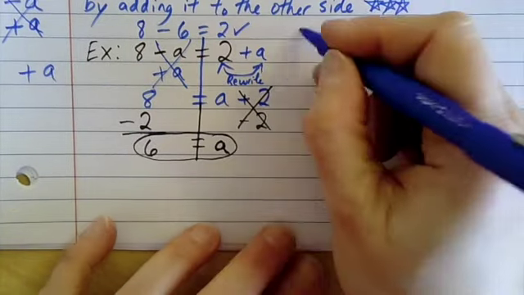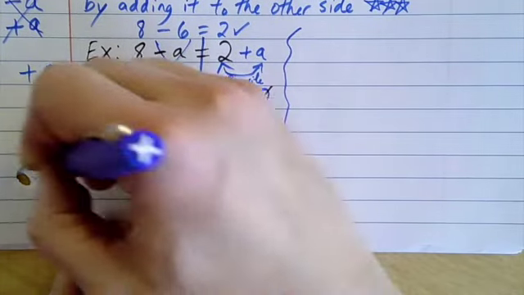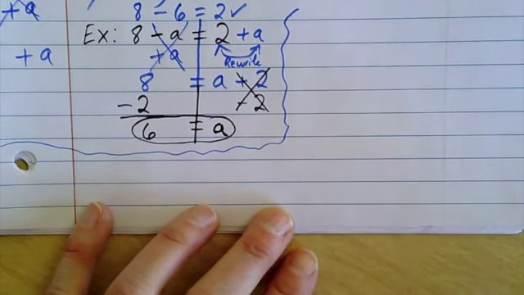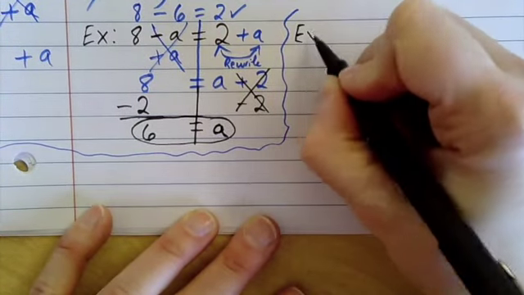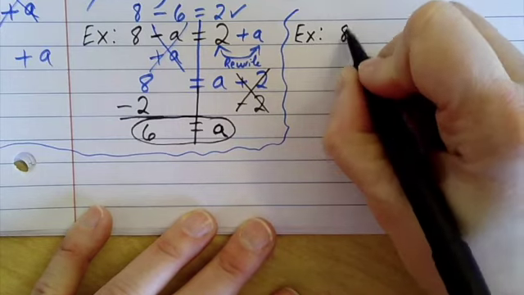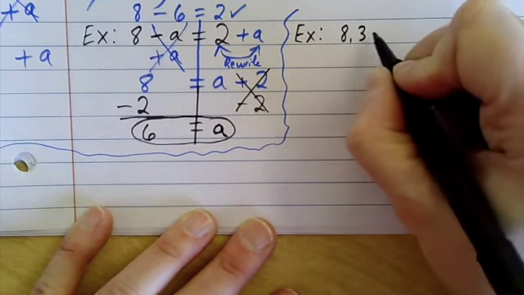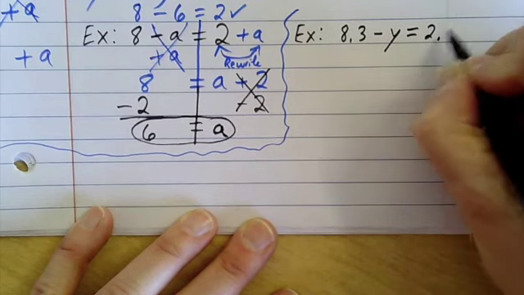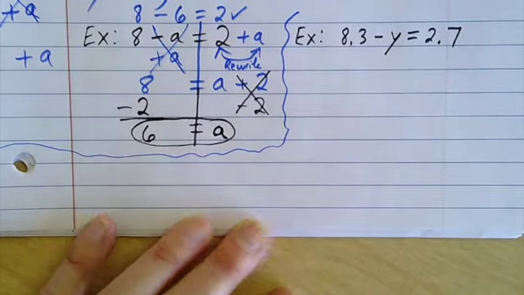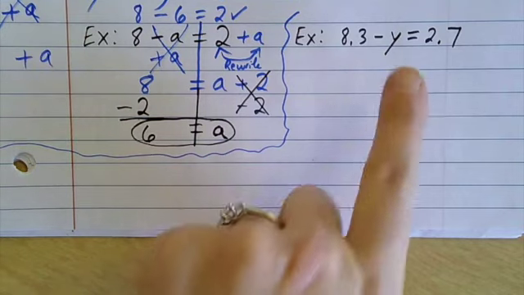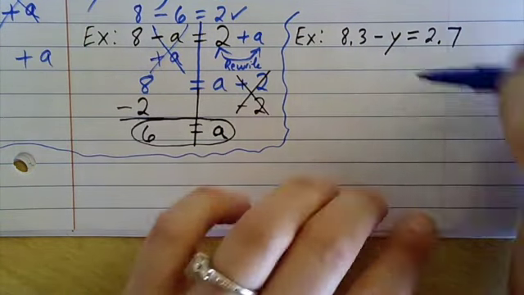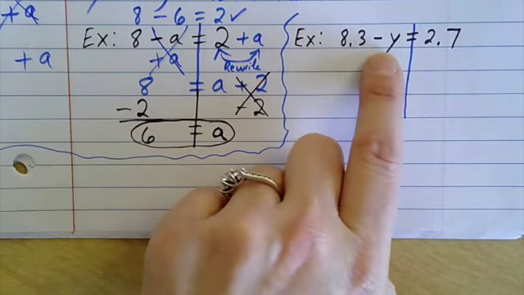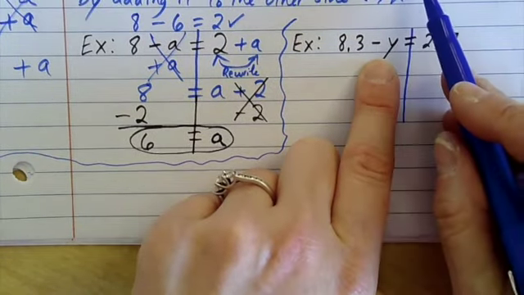We're going to do another example like that where I give you a negative variable, because I think that's important that you practice. The next example, I'm going to give you 8.3 minus y equals 2.7. This one's not as easy to just see what y would equal. So I'm going to put a line down the equal sign. I see a negative variable. We don't want that. We keep it positive by adding it to the other side.